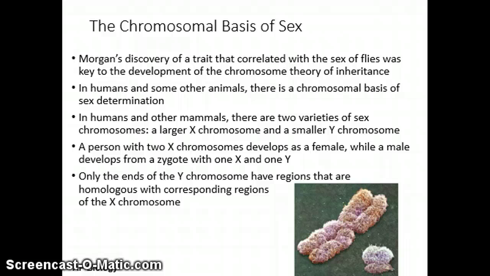So a person with two X chromosomes, as you well know, is going to be a female, and a male is going to have one X and one Y. And only the ends of the Y chromosome have regions that are homologous with the corresponding regions of the X chromosome.